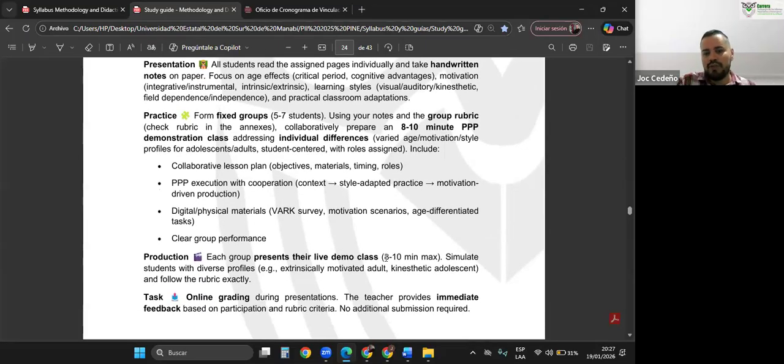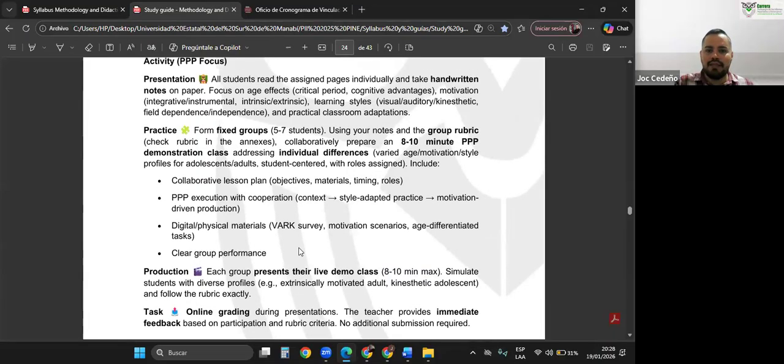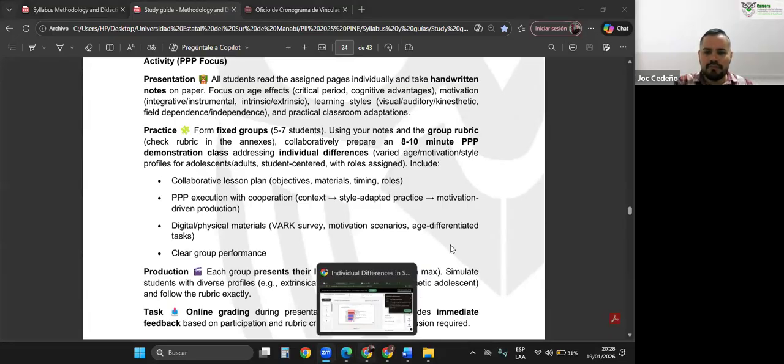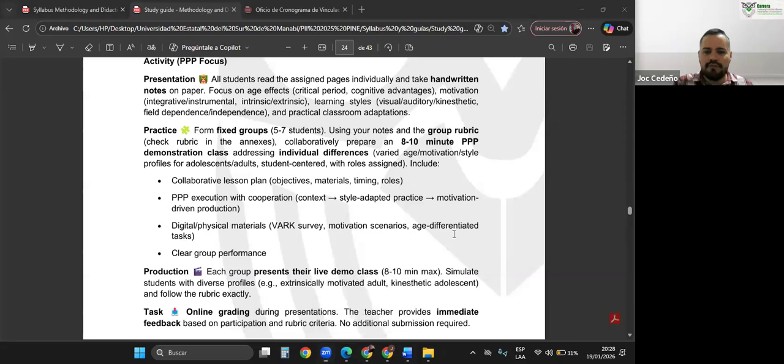Remember that you need to present for about 8 to 10 minutes. You need to simulate your students with diverse profiles. You can be adults, you can be kinesthetic adolescents, and follow the rubric exactly as it is required. Do you have any questions before we move on? Questions?